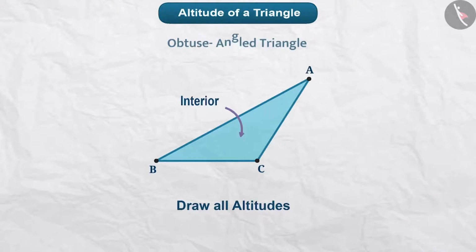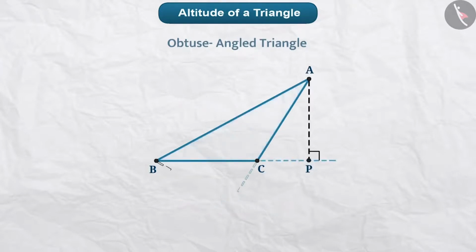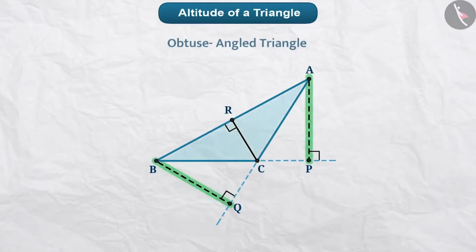If we talk about an obtuse angled triangle, we can draw altitudes in this way. As you can see, the altitudes in an obtuse angled triangle can also be in the exterior of the triangle.